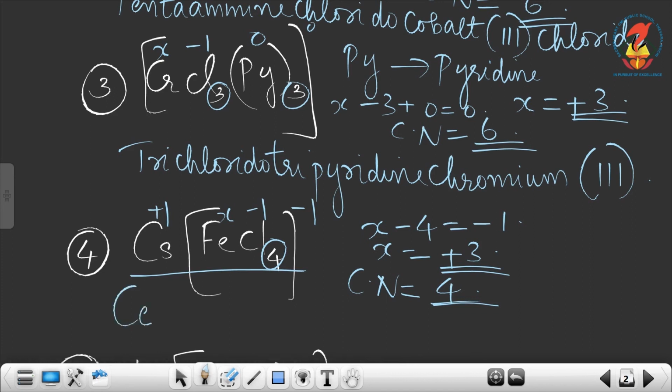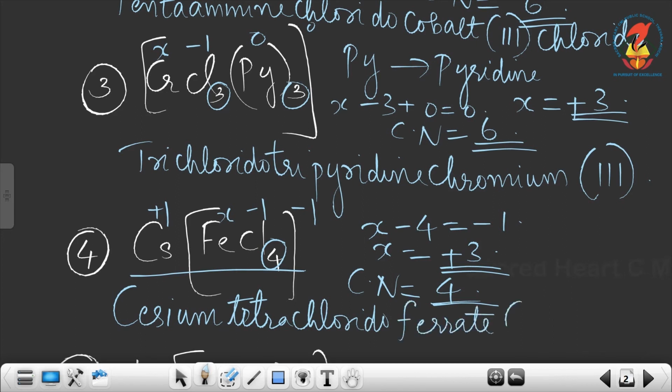Now let's write the name. First we have cesium. Cesium. Now tetrachlorido. Now it is ferrate because minus 1 is the charge of complex ion. So ferrate 3. This is the compound.